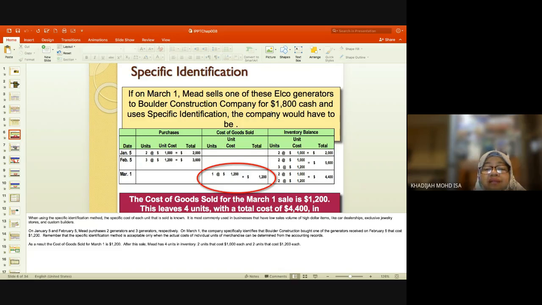How do you know you sell that unit which costs 1,200? Because it's specifically mentioned the one that you sell costs you 1,200. So you have to reflect that information and update your inventory balance. Do you get that?